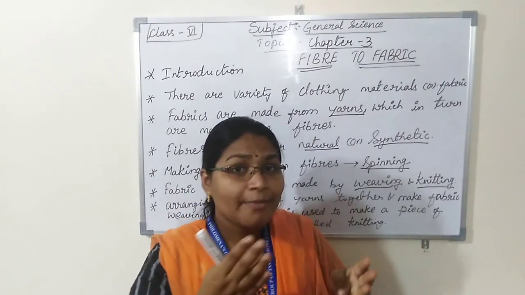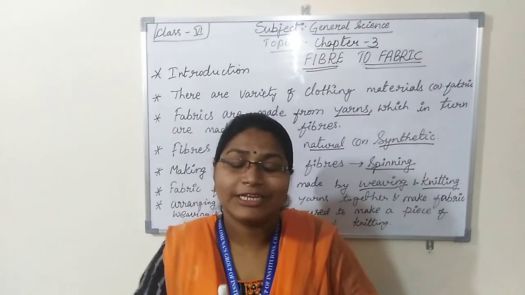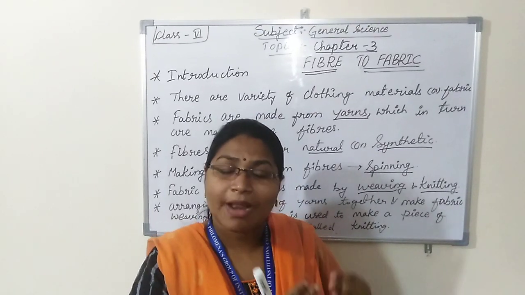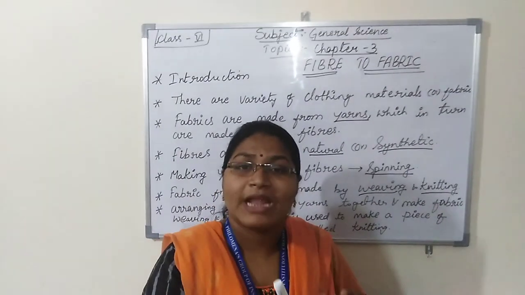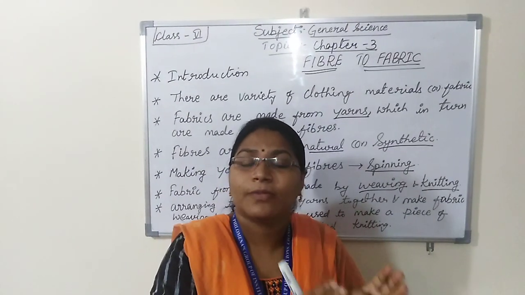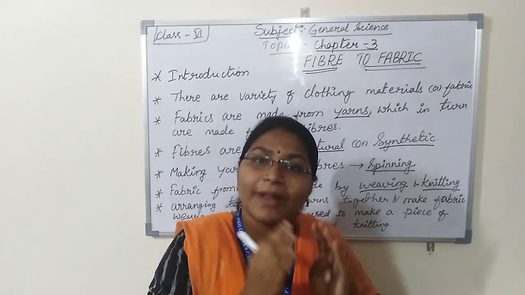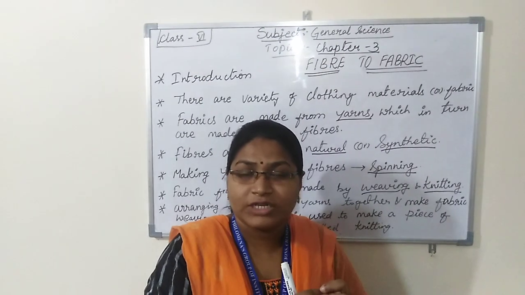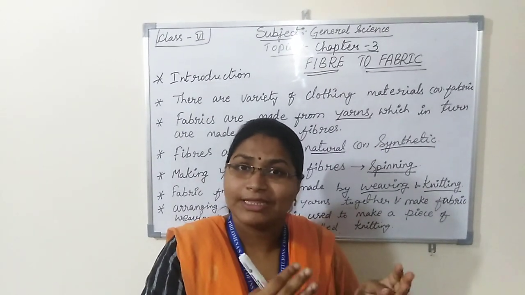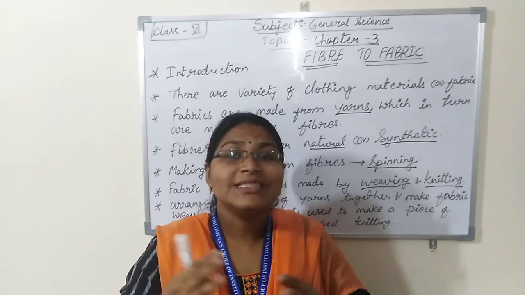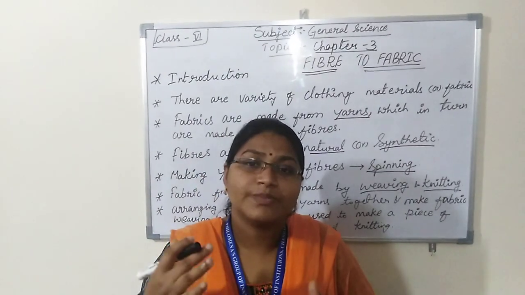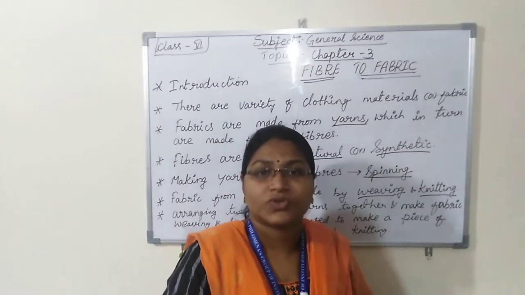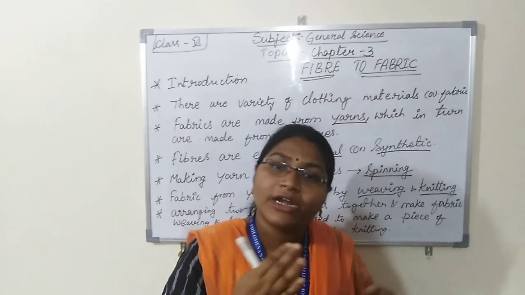So fabrics may be natural or synthetic. Natural means the fabric is coming from plants. We are obtaining that particular fabric from plants, that is called natural, such as coconut fabric or jute, cotton. These are natural fabrics. Synthetic materials means chemicals. By using chemicals we will obtain those fabrics such as nylon and polyesters.